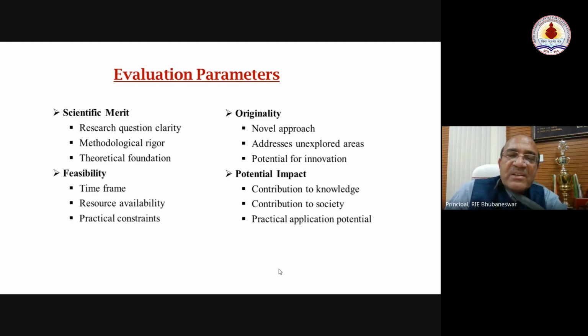potential integration for innovation also, and the outcome of the proposal should have potential impact. It should contribute to knowledge, it should contribute to society, or it should have wider practical applications. So on these parameters, every program proposal is to be evaluated. So a program proposal is evaluated as far as the academic part is concerned, budgetary part is concerned, time part is concerned, and the potential impact, originality, or outcome part is concerned.